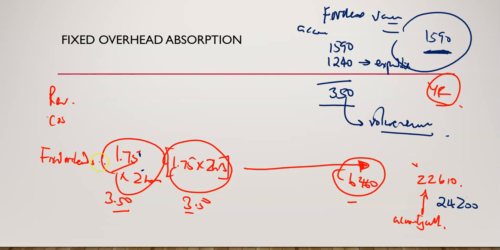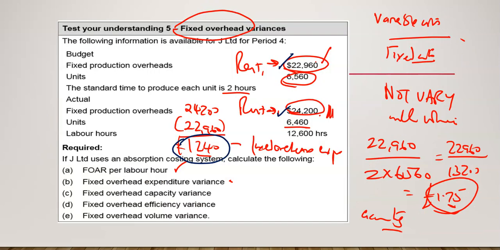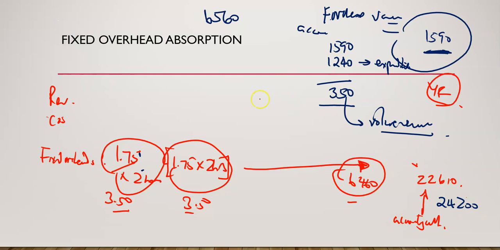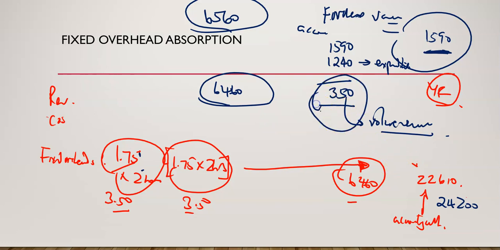Volume. Because remember, you thought you'd built everything around 6,560 units. You made 6,460 units. So you actually made 100 units less, and you built and based and spread your costs based on that. But actually, this is what you've actually produced. So we now have a variance due to volume of 350.